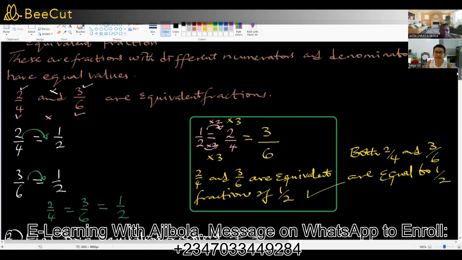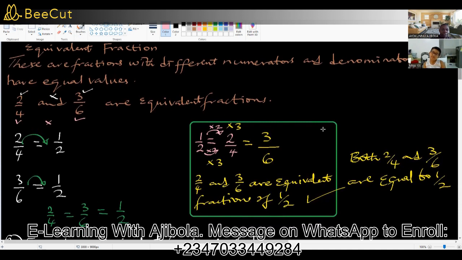Let's look at what we did here. How did we find the next equivalent fraction of 1 over 2? We multiplied 1 by 2 to get 2, and multiplied 2 also by 2 to get 4. So when you multiply both numerator and denominator by the same number, you get an equivalent fraction, okay? Then when you multiply both 1 and 2 by the same number 3, you get another equivalent fraction. Is that clear?